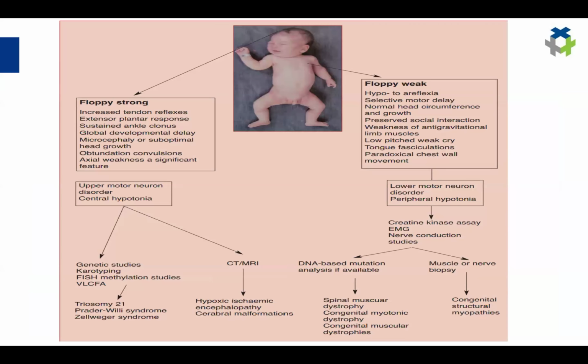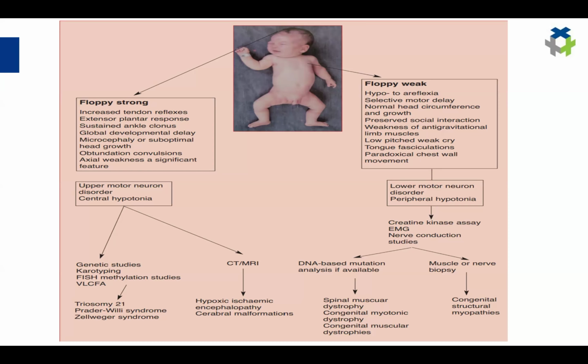So when we have a case of floppy infant, we divide it into floppy strong or floppy weak. Floppy strong infants usually have increased tendon reflexes, extensor plantar response, global developmental delay, microcephaly, and axial weakness. In these cases, we suspect an upper motor neuron lesion, and we can do CT or MRI and find HIE changes or cerebral malformations, or we can do genetic studies, karyotyping, and FISH studies and rule out trisomy 21, Prader-Willi syndrome, and Zellweger syndrome.